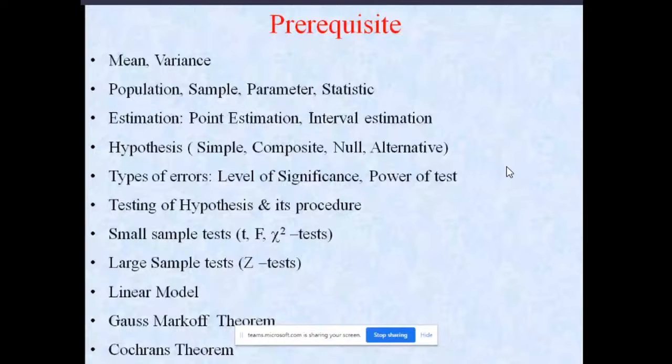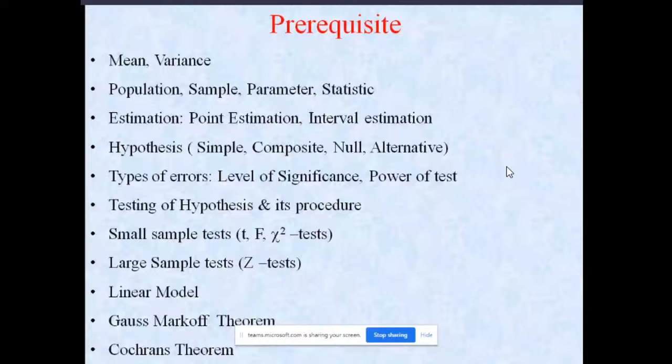Suppose I am not specifying exactly, but say this class is above 70. Above 70 means it may be 75 or 80 or 90 or 100, which we are not exactly specifying. Such types of hypotheses are called composite hypotheses. Whether the statement is correct or wrong, the way of expression is what we call simple and composite. The other classification is null hypothesis and alternative hypothesis.